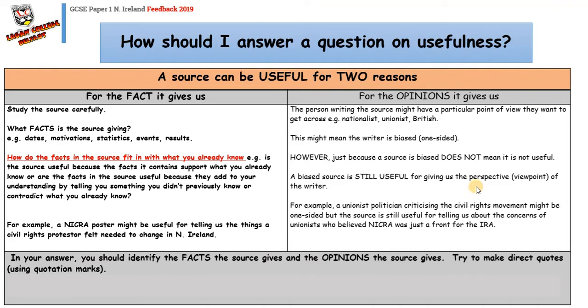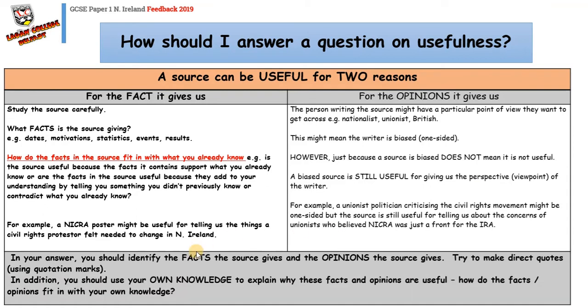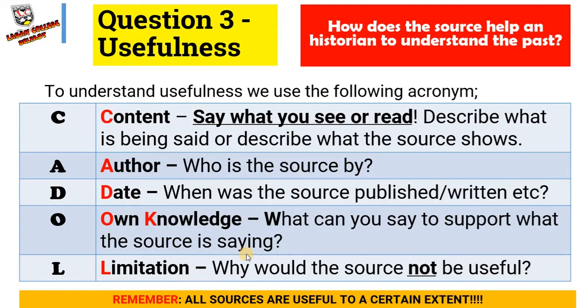In your answer you should identify the facts the source gives and the opinions the source gives. Try to make direct quotes using quotation marks. Bear in mind you shouldn't have big long chunks of source quotes; keep them small and snappy. In addition, you should use your own knowledge to explain why these facts and opinions are useful. How do the facts and opinions fit in with your own knowledge? This here is key. I would definitely print this out and put this up somewhere.